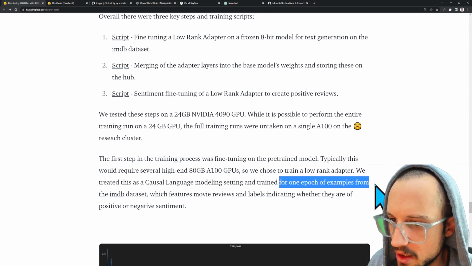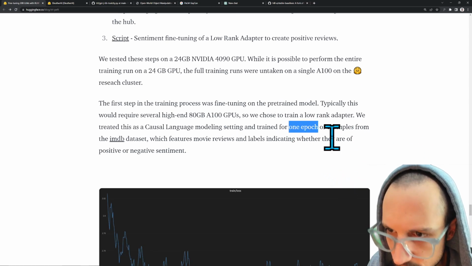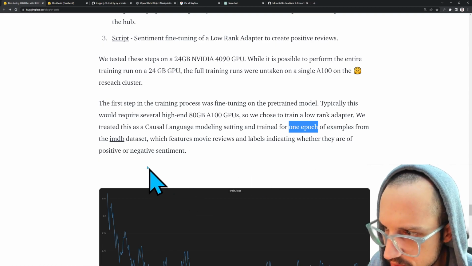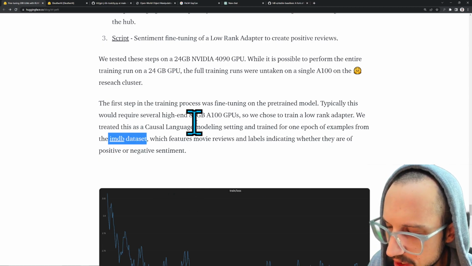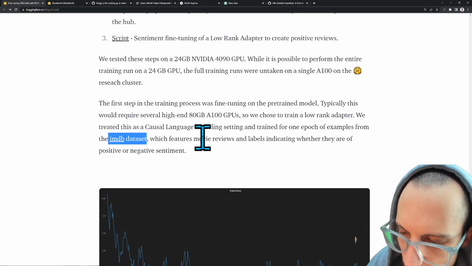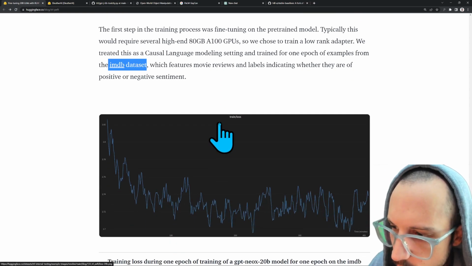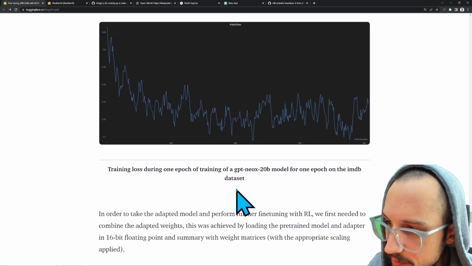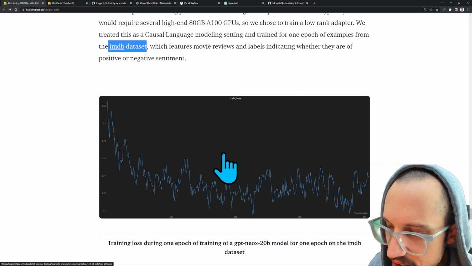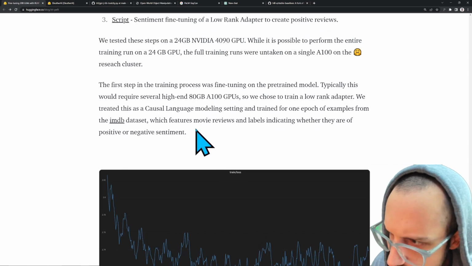Trained for 1 epoch of examples from the IMDb dataset. 1 epoch means 1 entire round. So if you have a dataset, you train on that dataset once, that's called 1 epoch. You train on that dataset again, that's called 2 epochs, and so on. So when you see multiple epochs, like hundreds of epochs, what that means is that the model has been trained on that dataset 100 times.